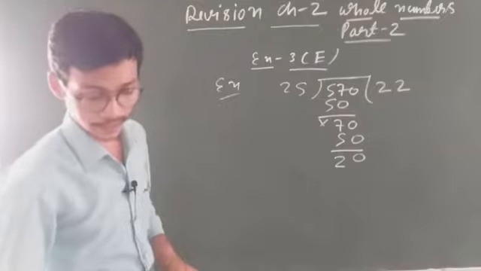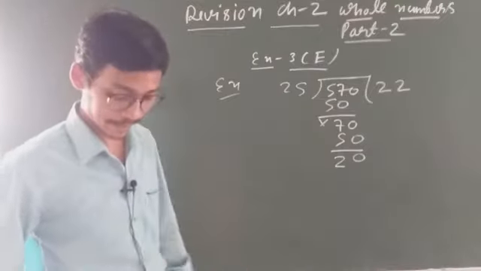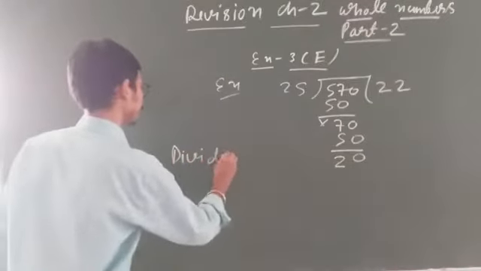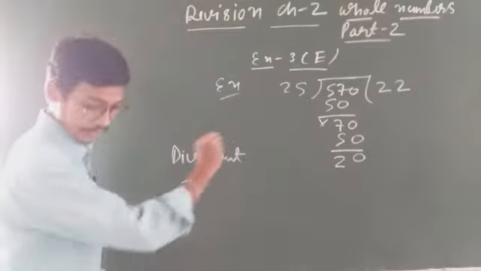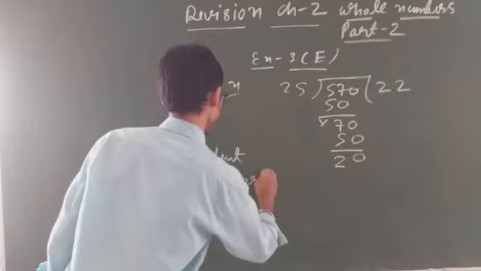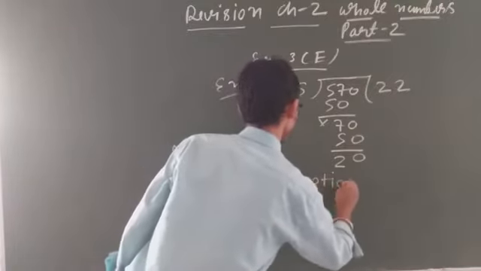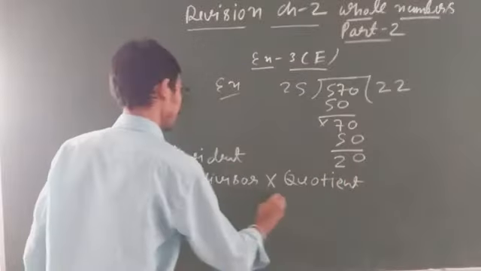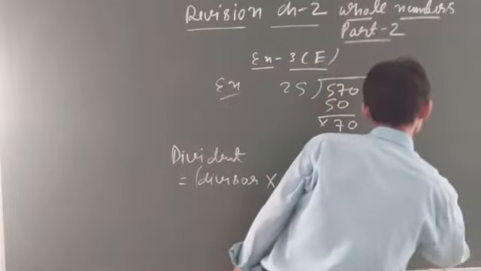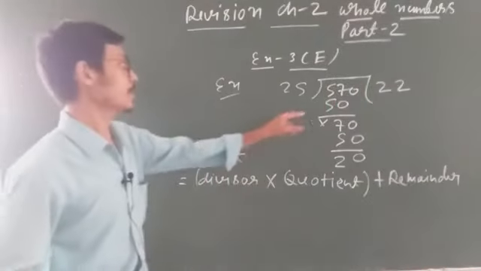Now you know that for this we have to see dividend, divisor, quotient, remainder. What is the formula? Here I am writing: dividend equal to divisor into quotient, in bracket, plus remainder. Clear, student? Plus remainder. Is that clear? So dividend, this is dividend.